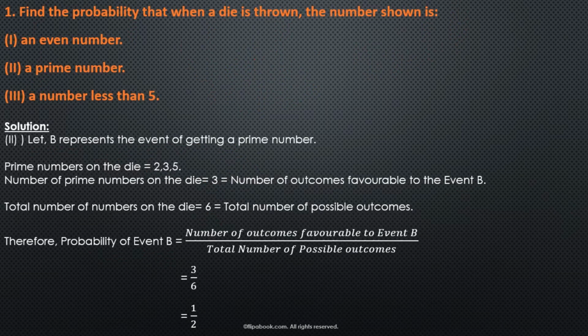Based on the same principles, we have the second solution, that is for a prime number. The prime numbers on a die are 2, 3 and 5. So the number of prime numbers is going to be 3, and these are the outcomes favorable to event B. Total numbers on the die is going to be 6, and this is the total number of possible outcomes. So the probability of event B is going to be number of outcomes favorable to event B divided by total number of possible outcomes. Again, we replace the values in the formula, and after cancelling out the common factor, you get 1 by 2.